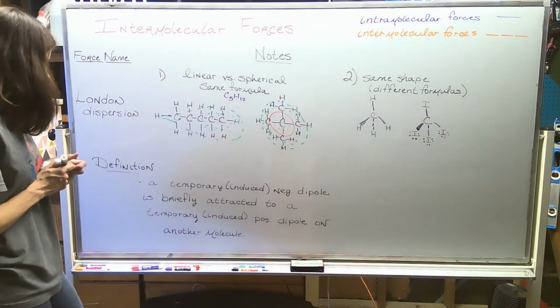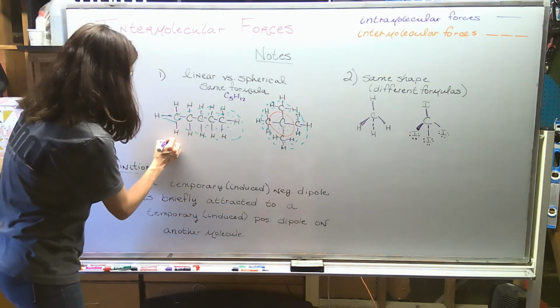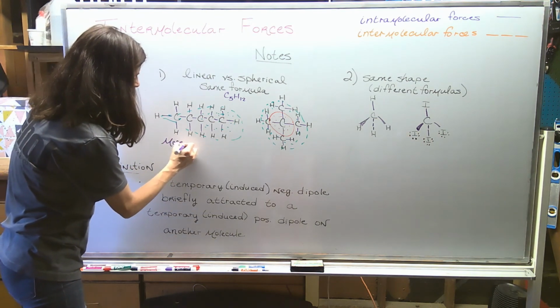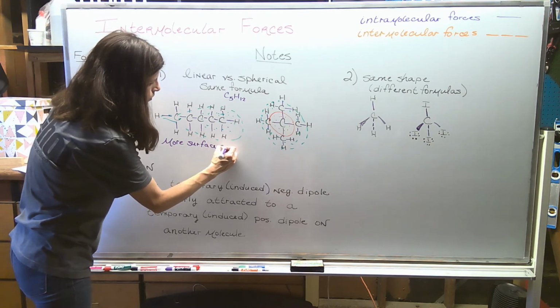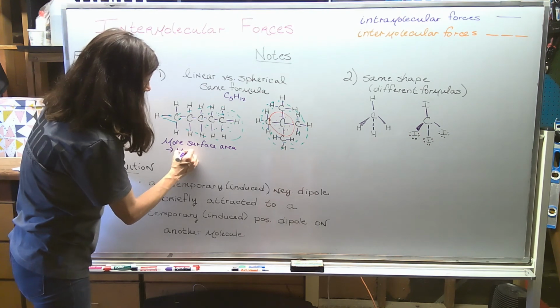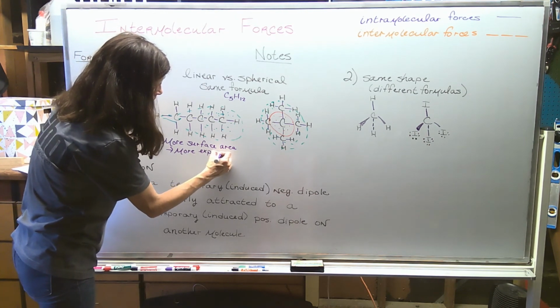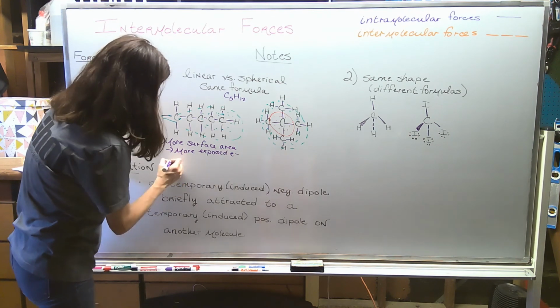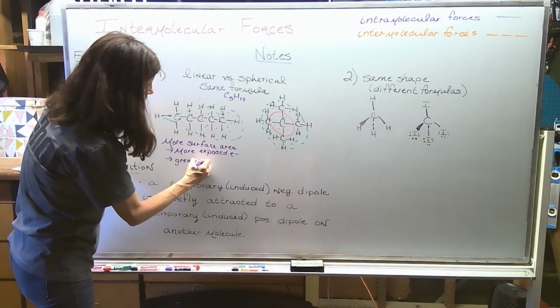So to summarize, if we have more surface area, which is associated with these longer linear molecules, then we have more exposed electrons, and then therefore we have a greater London dispersion force.